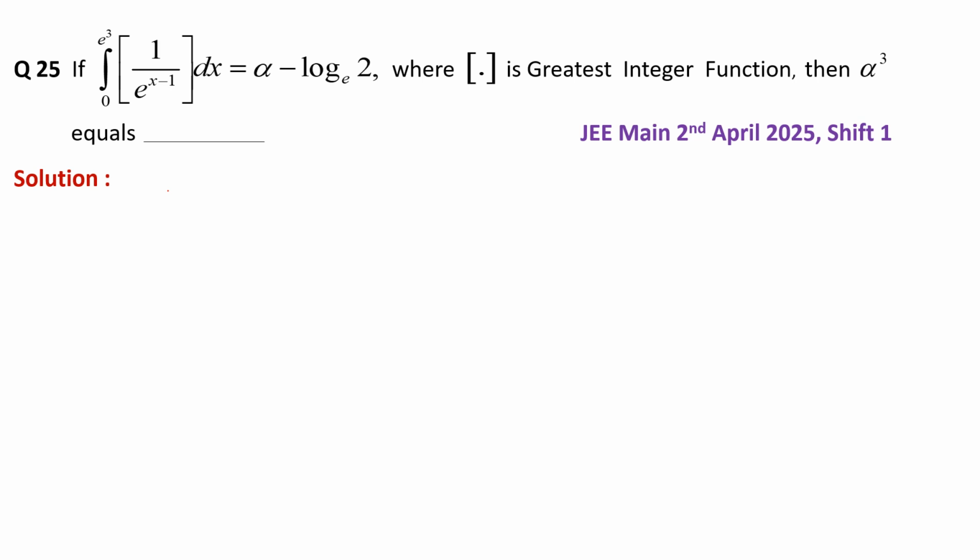Now we know that 1 upon e to the power x minus 1 can be written as e to the power 1 minus x. Now students, if I differentiate this function with respect to x, then its derivative is minus e to the power 1 minus x, which is always less than 0. So that means this function is a decreasing function.